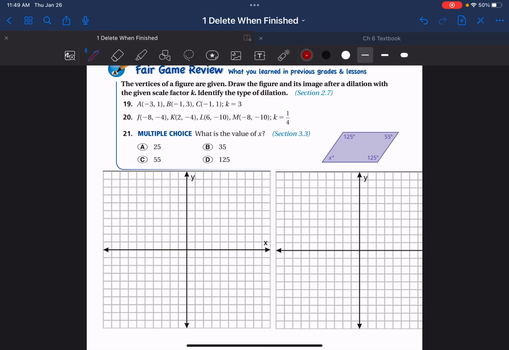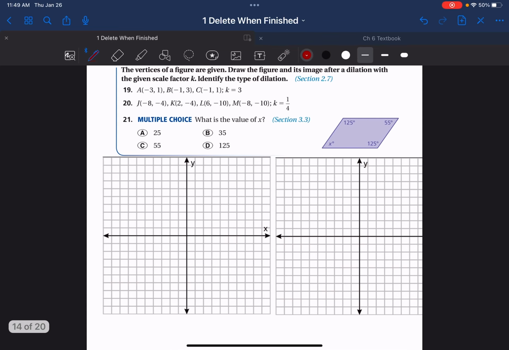So on number 20, first we're just gonna go ahead and start with J. J is back 8, down 4. 1, 2, 3, 4, 5, 6, 7, 8. 1, 2, 3, 4. Okay. And that is J. The next one is K, which is over 2, down 4. 1, 2, 3, 4.